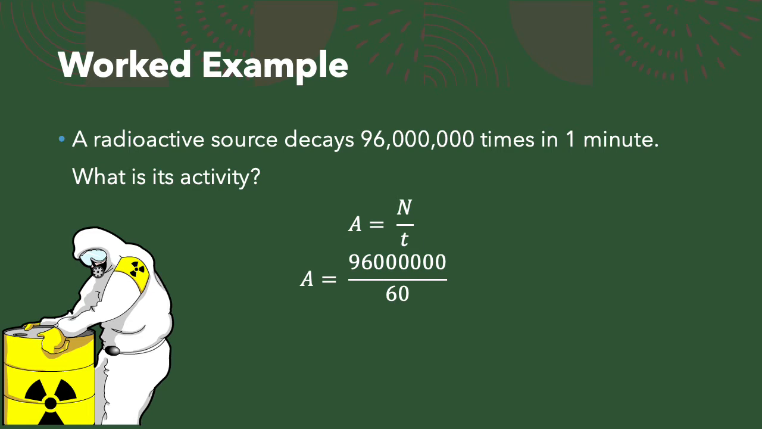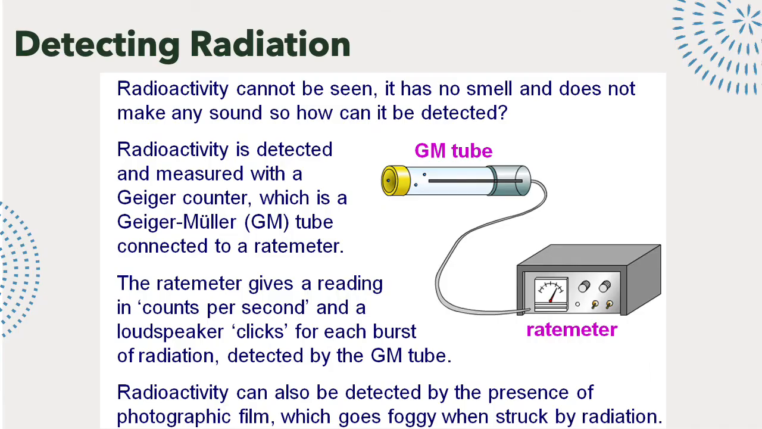There are obviously 60 seconds in a minute, so we just sub those in, pop that number into our calculator, and we get that the activity is 1,600,000 becquerels, or 1.6 mega becquerels. Remember that capital M is just mega, which means times 10 to the power 6.